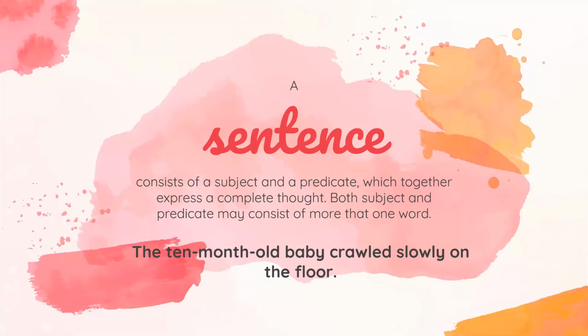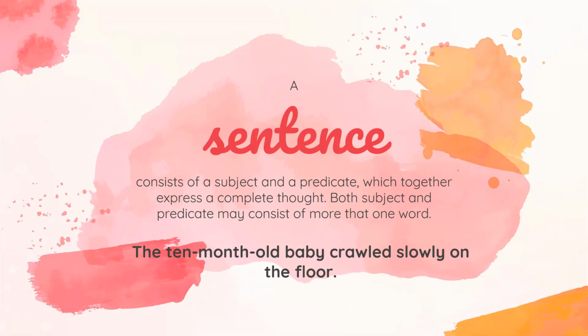Let's go back to our definition of a sentence. We have reviewed this since day one, and we know that a sentence consists of a subject and a predicate, which together express a complete thought. Both subject and predicate may consist of more than one word. That is really important, okay? More than one word it may consist of.